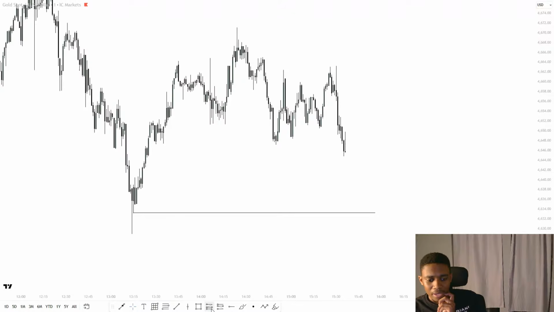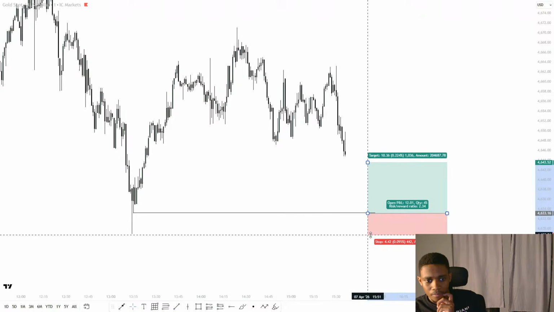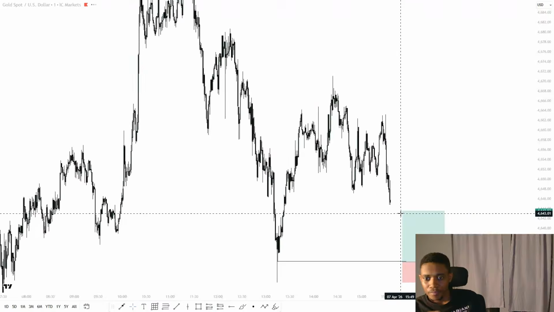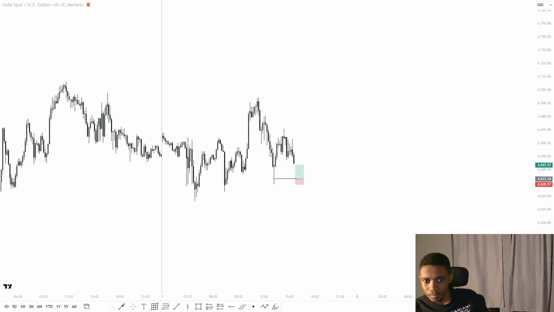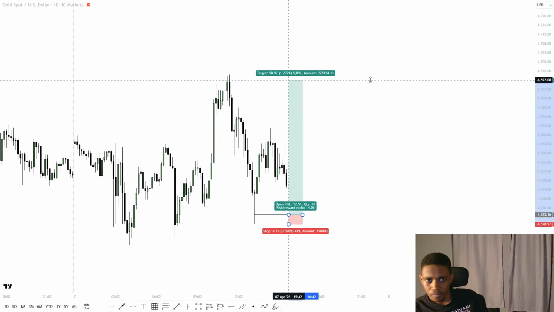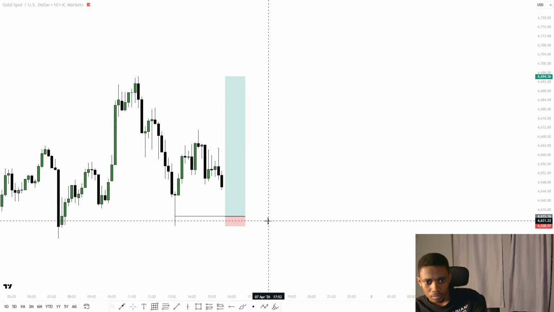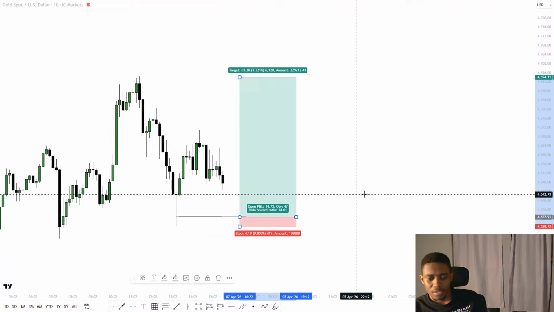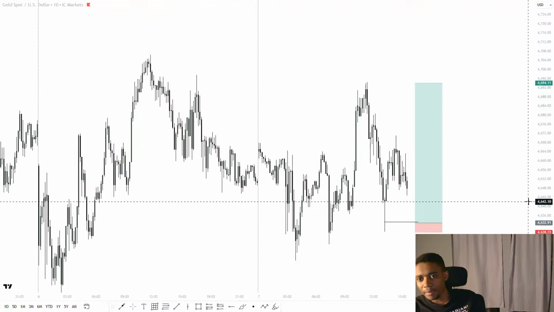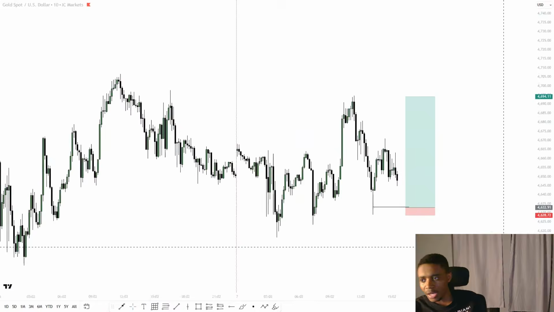That's where I want to start buying it from. That's the area that I want to start buying gold from. That's my POI now for gold, my point of interest in gold. That's this level. Now, this for me is confirmed compared to the other trade.